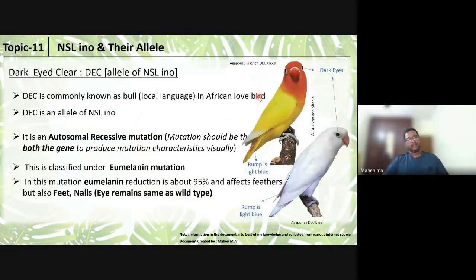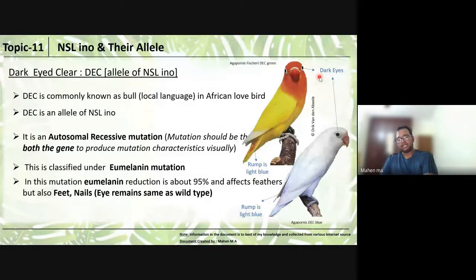Next we have dark eye clear, which is also an allele of NSL. Dark eye clear is basically called bull in our local language. I think most people use this name in African lovebirds. So deck is an allele, as I told you, of NSL. This is also an autosomal recessive mutation, and it is classified under eumelanin mutation. In this mutation, the eumelanin reduction is 95%, and it affects the feathers, feet, and nails, but the eyes remain the same.